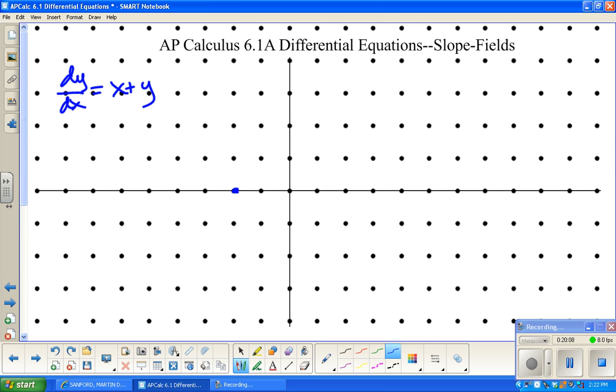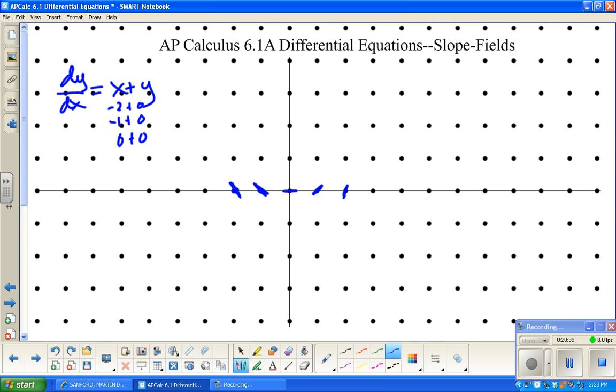So I'm going to start here at -2, 0. So -2 plus 0 is -2. Going across from left to right. -1, 0. Well, -1 plus 0 is -1, so not quite as steep. 0, 0. Well, that's going to be horizontal. 1, 0. It's going to have a slope of 1. 2, 0, 2 plus 0. And again, all I'm doing is adding x plus y.